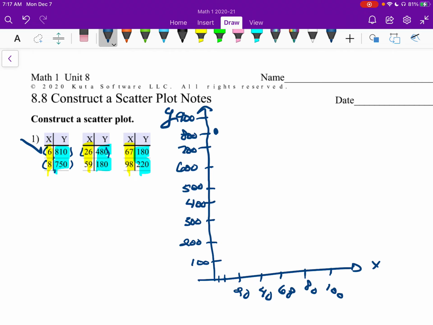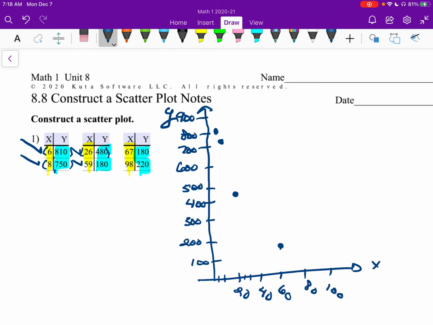So then we have 8, 750. So 8 is just going to be a little bit to the right of our point, and 750 will be somewhere in that region. 26, 480. So 26 would be somewhere right there, and then 480 would be closer to 500 than 400. So maybe like that. 590 is almost 60. Oh, I wrote this wrong down here. That should be 60, not 68. 60 and then 180. So 180 is closer to 200, so we'll go somewhere in that region.